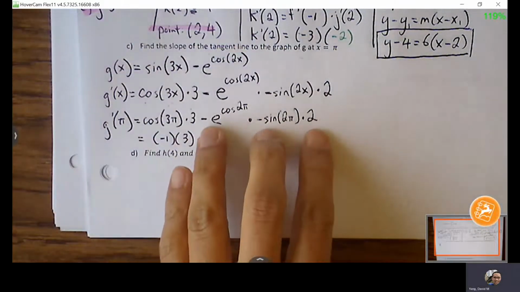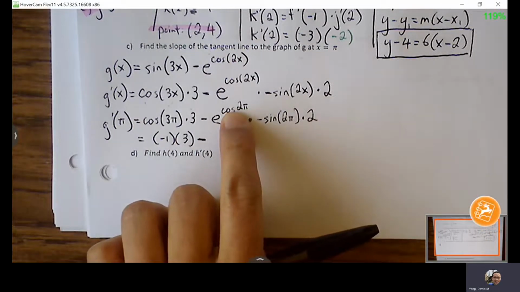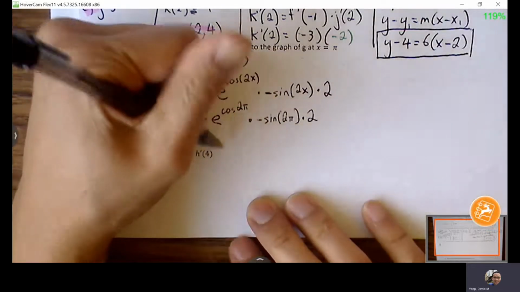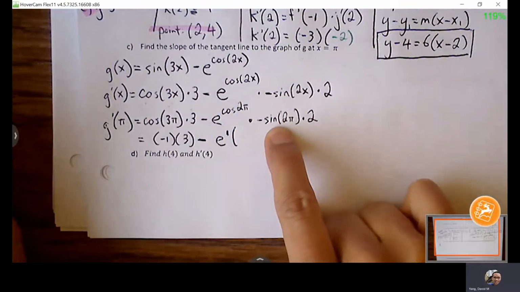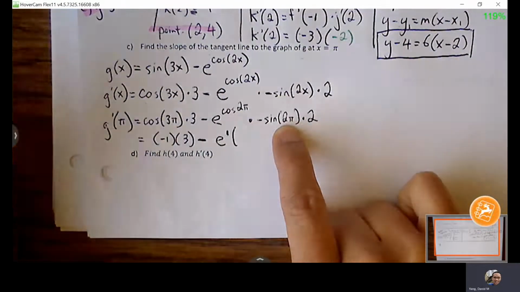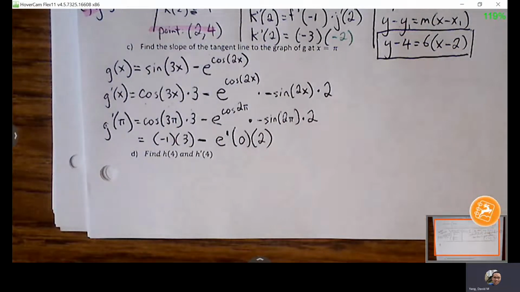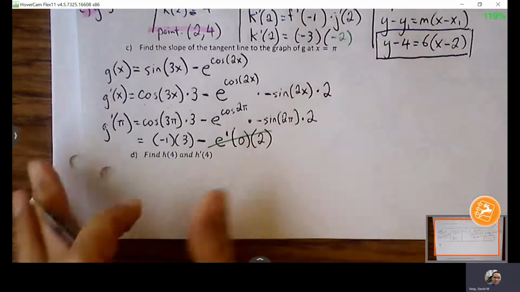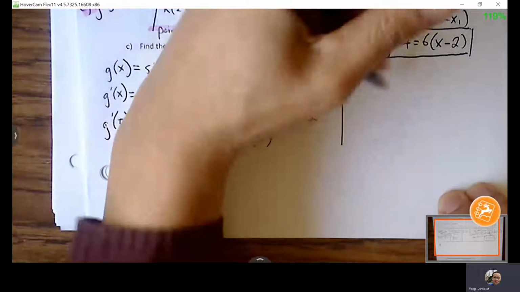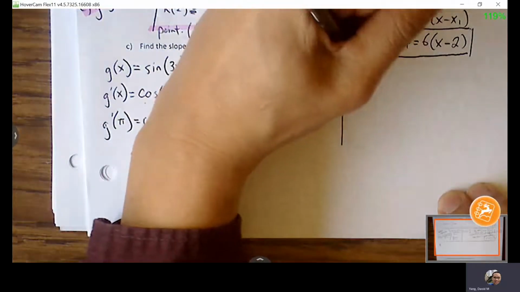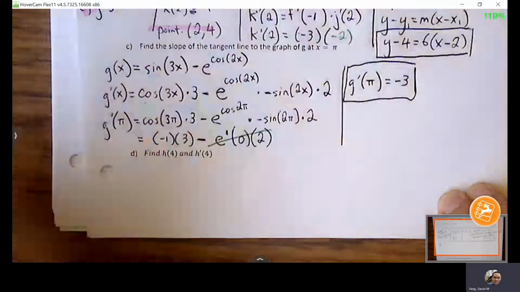Okay, and then all of these 3 terms are multiplied together. Okay, so e to the cosine of 2 pi. Cosine of 2 pi is 1. E to the first power is just e. Negative sine of 2 pi. Sine of 2 pi is 0. So anything times 0 is just going to be 0. So we know that all of this is just going to go away. So we're only left with -3. And that's where we can stop because it's only asking for g prime of pi. Don't have to find tangent line equation, just the slope.